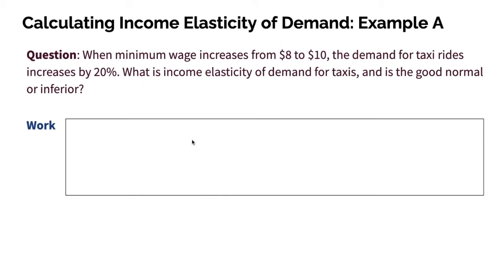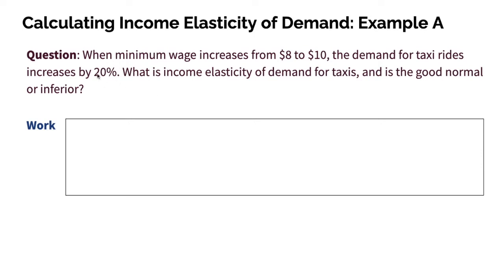So, try one of these on your own. Okay, I want you to pause this video right now and read the question and see if you can work through it. I'm going to go ahead and do this now, though, because I don't want to wait. So you can pause the video and continue when you're ready. But it says when minimum wage increases from $8 to $10, the demand for taxi rides increases by 20%. What is income elasticity of demand for taxis, and is the good normal or inferior?